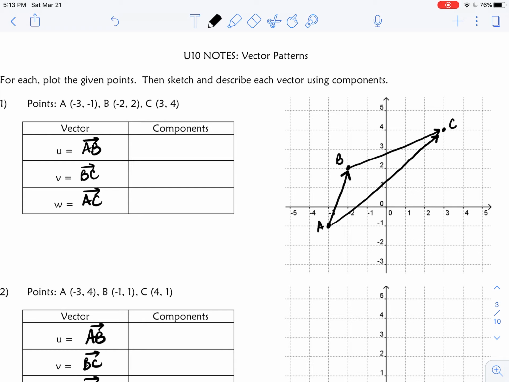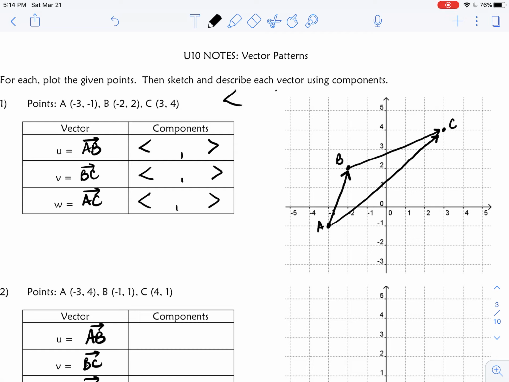Okay, so let's find out what the components are. Components use these little triangular shape pieces. It looks like a less than sign and a greater than sign. I forgot to mention that yesterday. Make sure you are not using parentheses when you're referring to a vector. Parentheses are going to be for points.